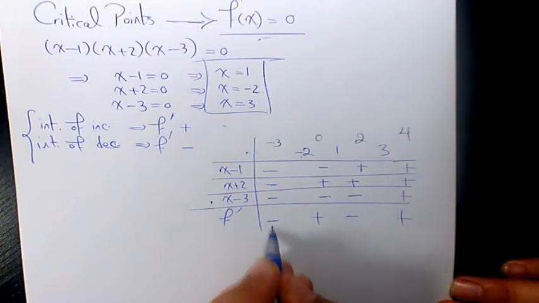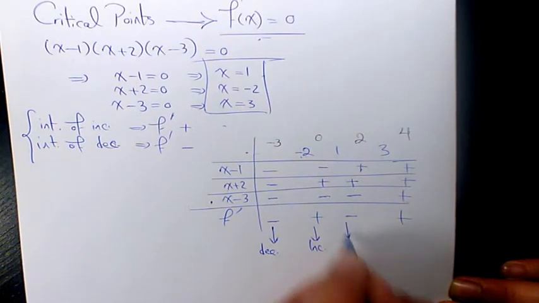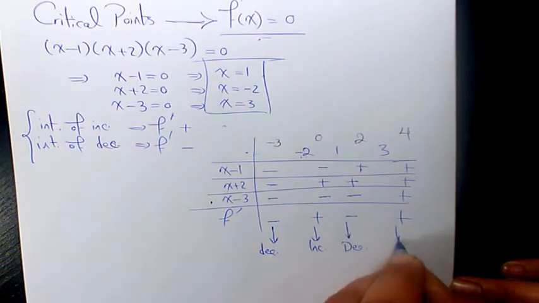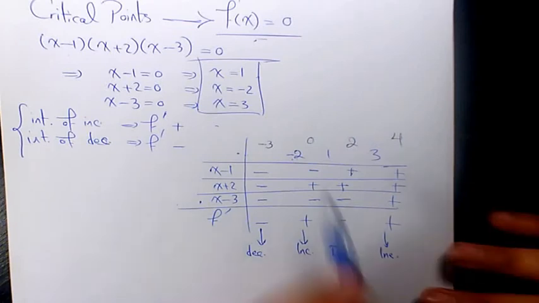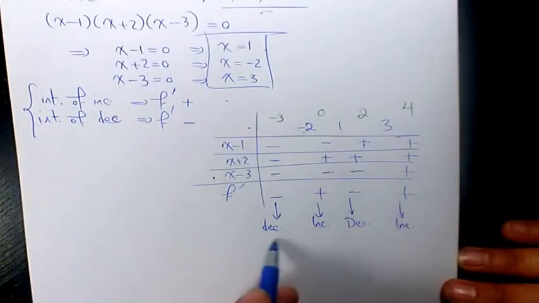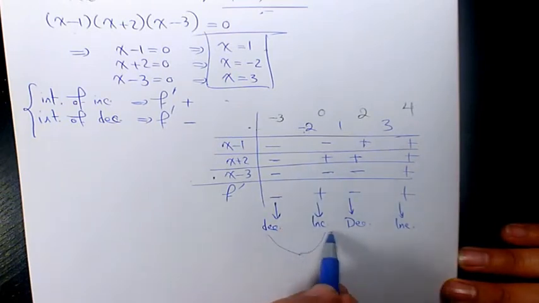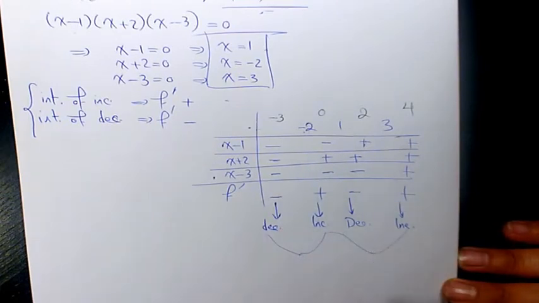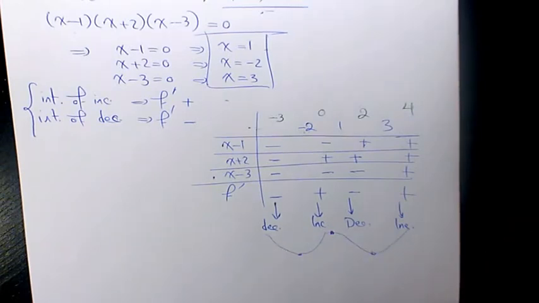So whenever f prime is negative, it is decreasing, and whenever it's positive, we are dealing with an interval of increase. Again, interval of decrease, interval of increase. Now as you see here, it is decreasing in this region, then it's increasing, then it's decreasing, then it's increasing. It means that we are dealing with 1 local maximum and 2 local minimum.